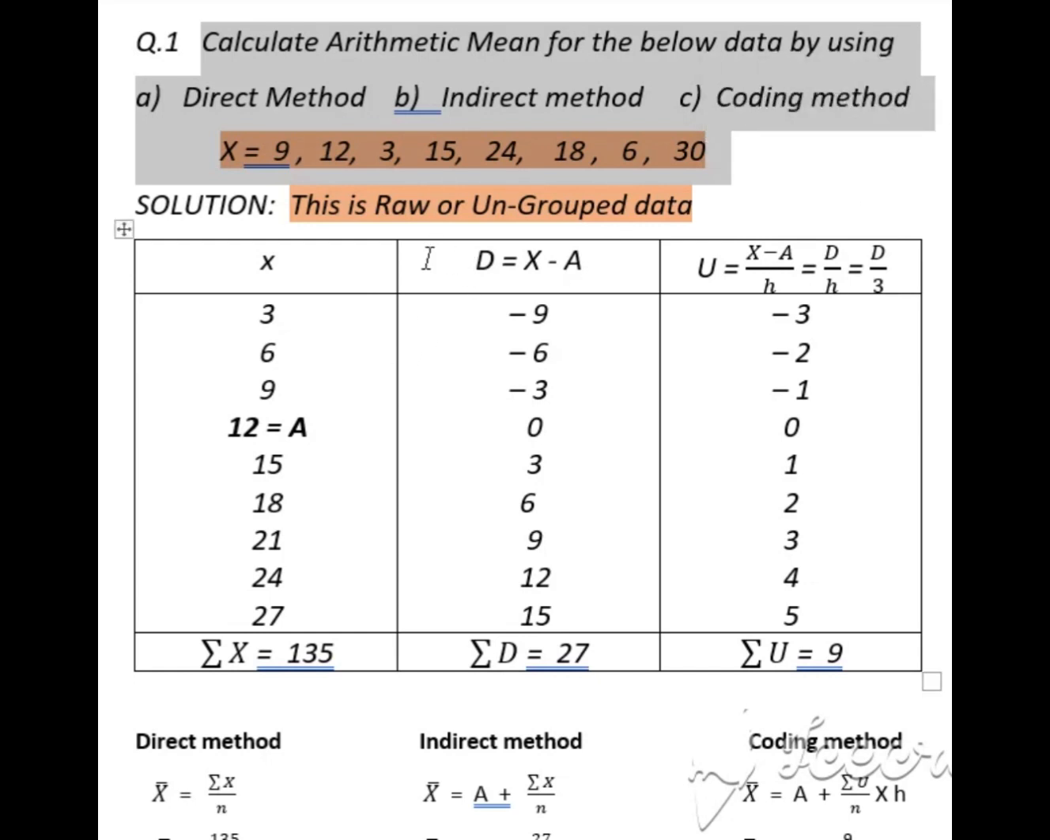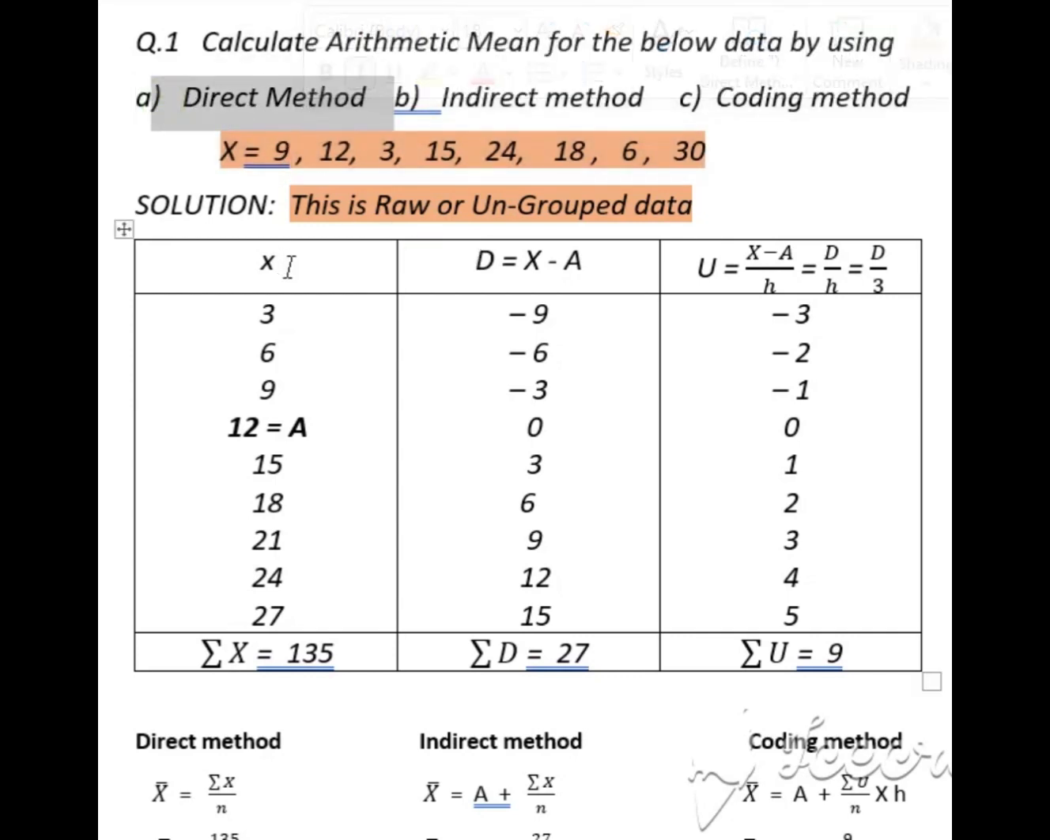So first of all, number A, direct method. For direct method, the formulas are these. Keep in mind the formulas; I explained these formulas in the previous videos. For direct method, the formula is x bar is equal to sigma x divided by n. What does it mean? Sigma means total, so total of x divided by n.